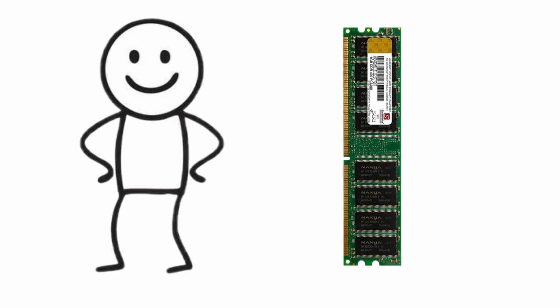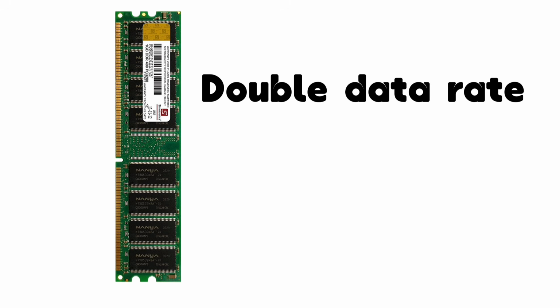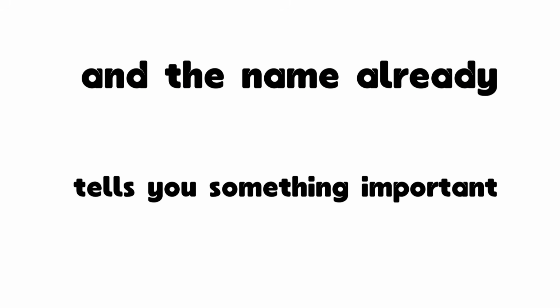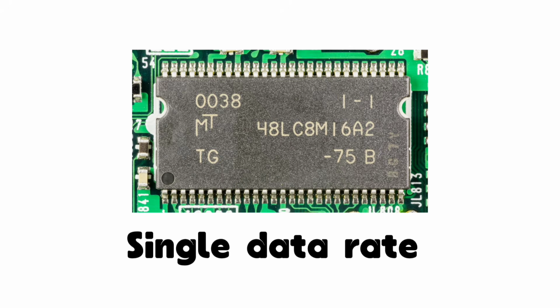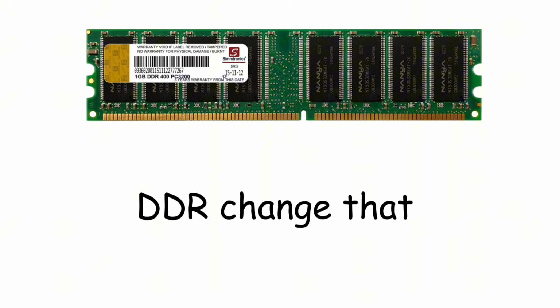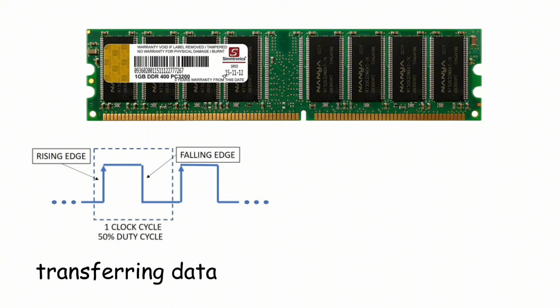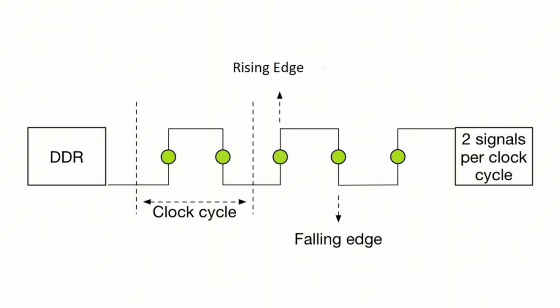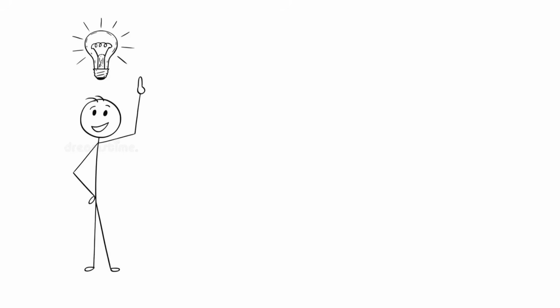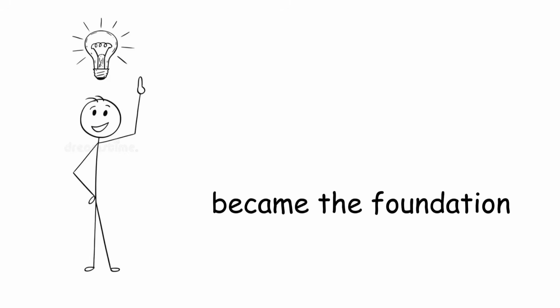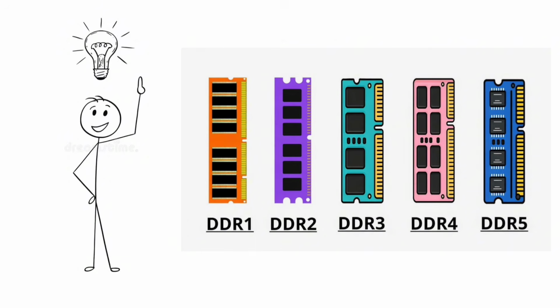DDR. This is where it all started. DDR stands for Double Data Rate, and the name already tells you something important. Before DDR, RAM was SDR, Single Data Rate, meaning it transferred data once per clock cycle. DDR changed that by transferring data twice per clock cycle, once on the rising edge of the signal and once on the falling edge. Same clock speed, double the throughput. That single idea became the foundation for every generation of RAM that followed.